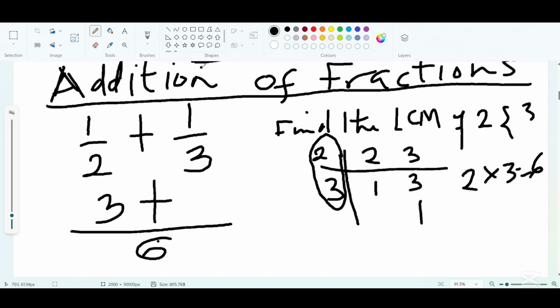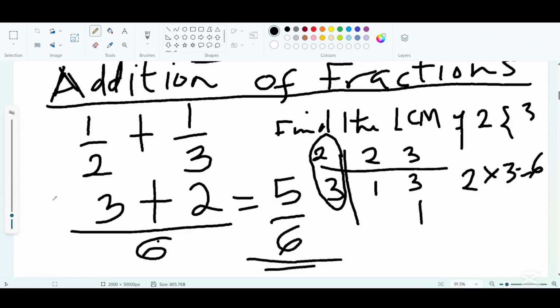Then you say 3 in 6, that will be 2. Now 2 times 1, that will be 2. So we now add this together, and that will be 3 plus 2, that will be 5 all over 6. So this is how we add fractions together.